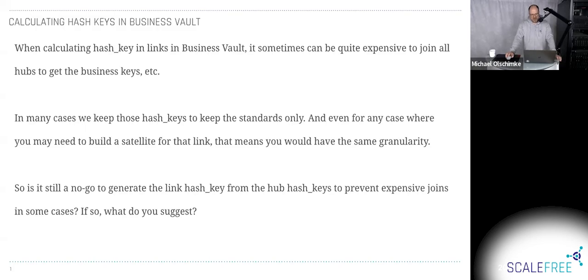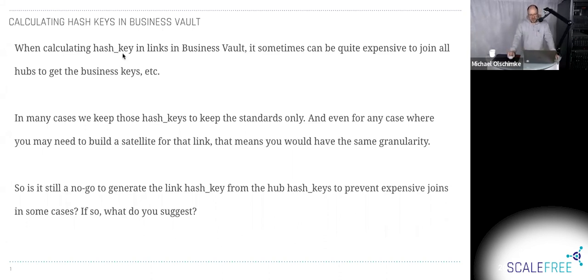Let me show you the slide I prepared for a question that we received. This one is about hash keys in the business vault. And what they do is they apparently calculate hash keys for links in business vault, and that becomes sometimes expensive, okay? Because they have to join or get the business keys essentially for the link. So the link has, let's say, 2, 3 or 4 or 5 hub references, and they need to calculate those hash keys for the hub references and the link itself. And I think the biggest problem here is the hash key of the primary key of the link. And for that, they need to get the business keys essentially.